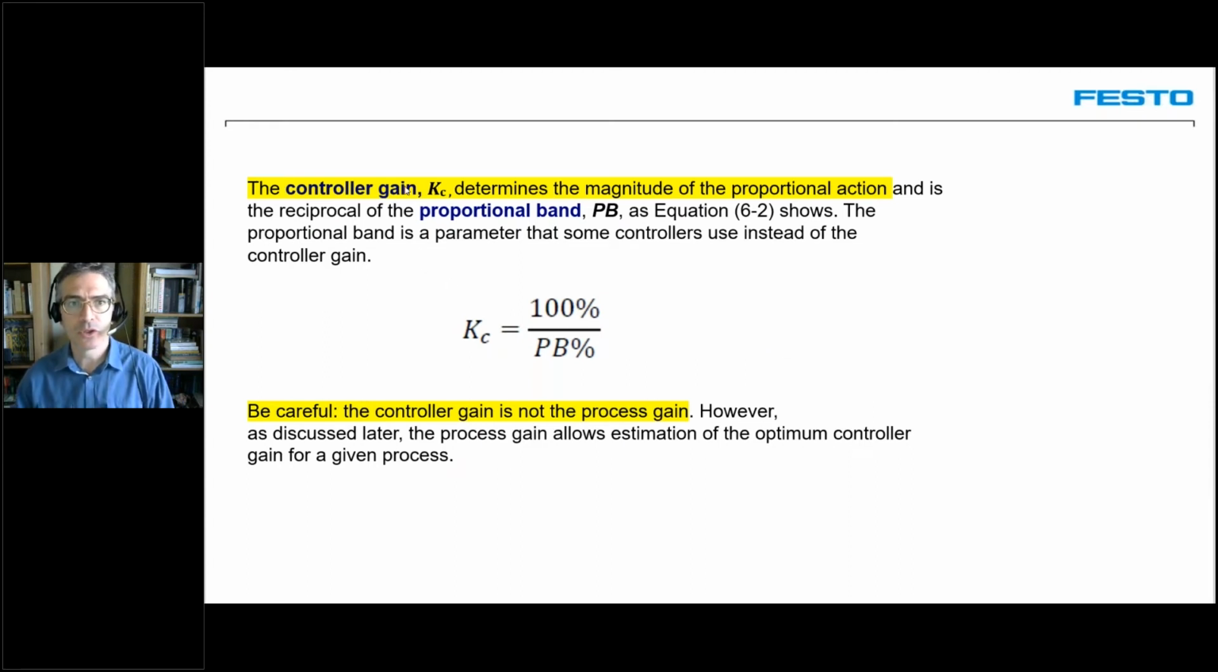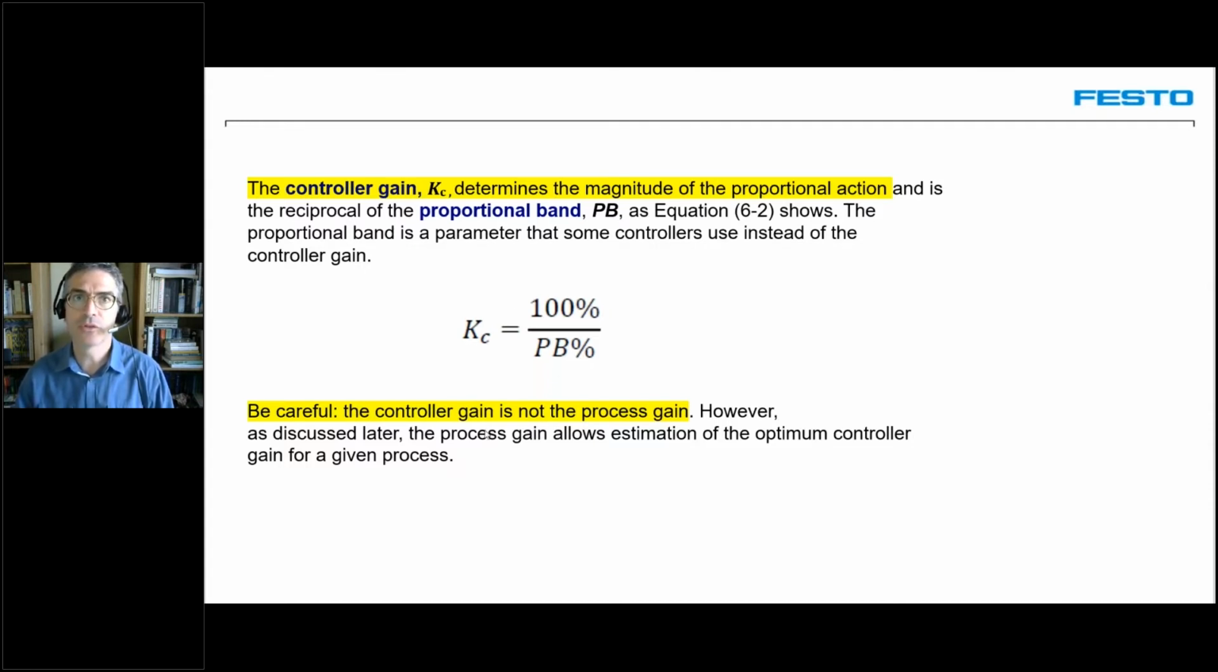So the controller gain here determines the magnitude of the proportional action. Sometimes it is defined as the proportional band because some manufacturers of controllers have different terms. So it's either the controller gain or the proportional band. They are just the mathematical opposite of one another.